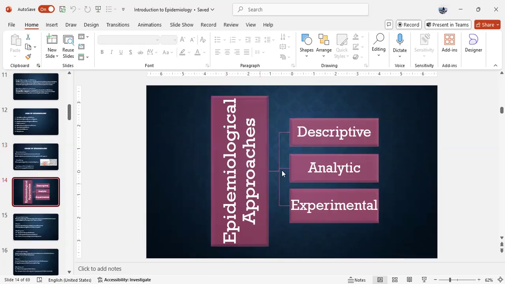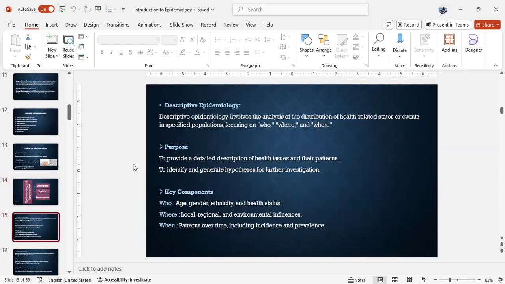Epidemiological approaches. There are three types of epidemiology: descriptive epidemiology, analytical epidemiology, and experimental epidemiology. Descriptive epidemiology involves the analysis of the distribution of health-related states or events in specified populations, focusing on who, where, and when. Its purpose is to provide a detailed description of health issues and their patterns, to identify and generate hypotheses for further investigation.